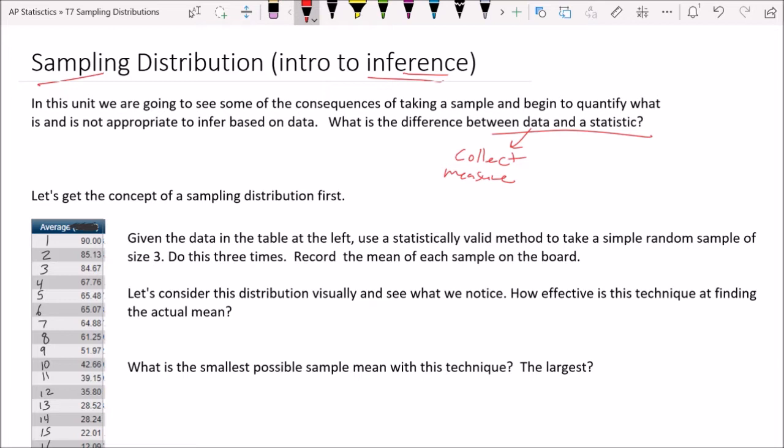So for example, it could be a test score. It could be the height of individuals. So if I had a list of people's heights, then I would have data about those people's heights. A statistic, it's something that you do with it. It could be a calculation, it could be a single number. So a statistic is something that describes a data set in some way.